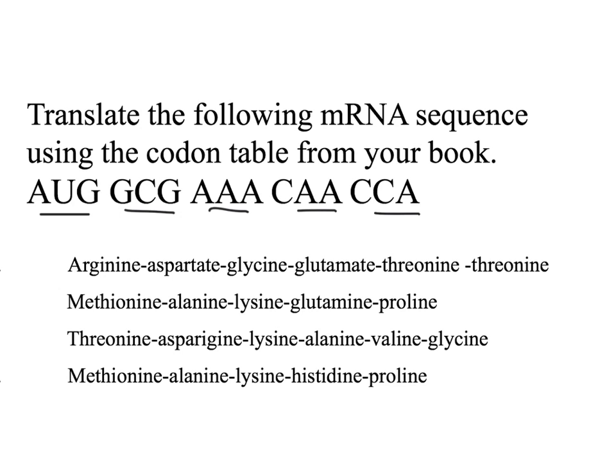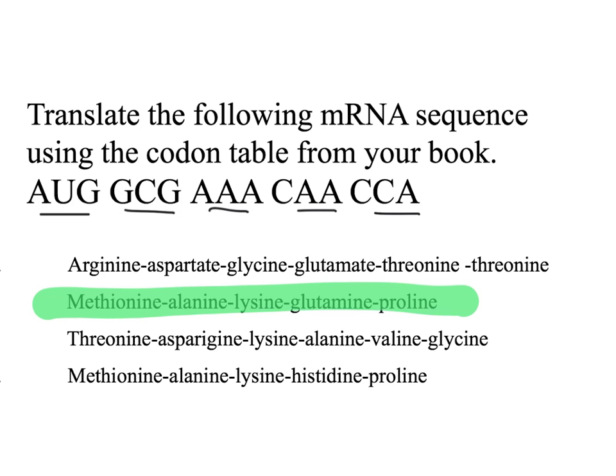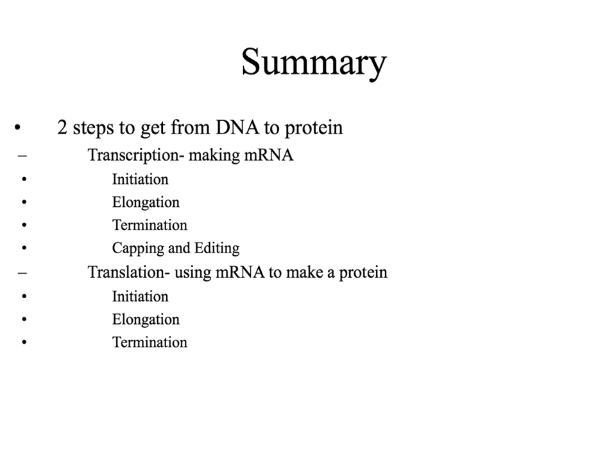We can see that the correct sequence of amino acids is number 2, methionine, alanine, lysine, glutamine, proline. In this video, we covered the 2 steps of DNA to protein. We looked at transcription and translation.